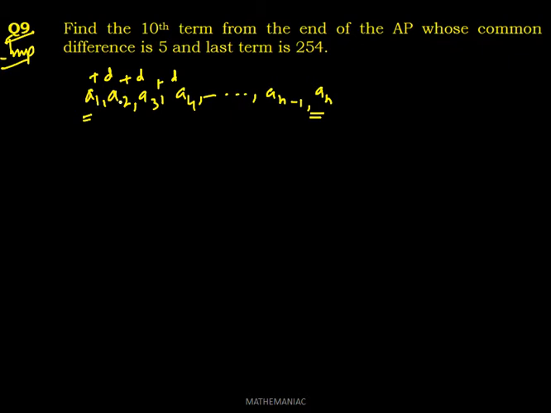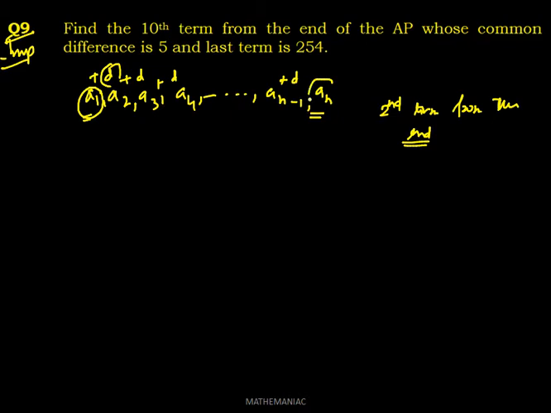Like A plus D will give you A2, A2 plus D will give you A3, A3 plus D will give you A4, like this. So here also, if you add D to it, you will be getting this, right? Now in this particular AP, this is the first term and this is the common difference, right? Now supposing that I ask you the second term from the end, second term from the end.